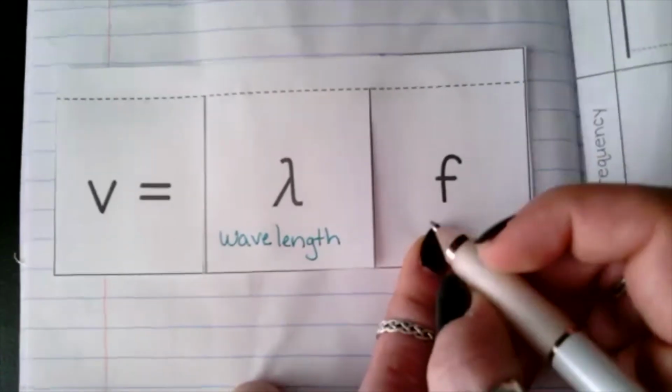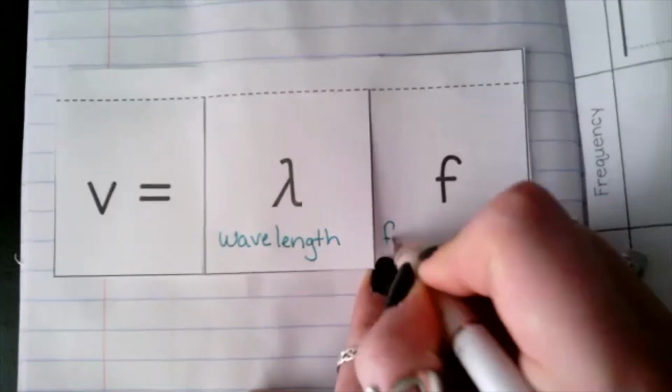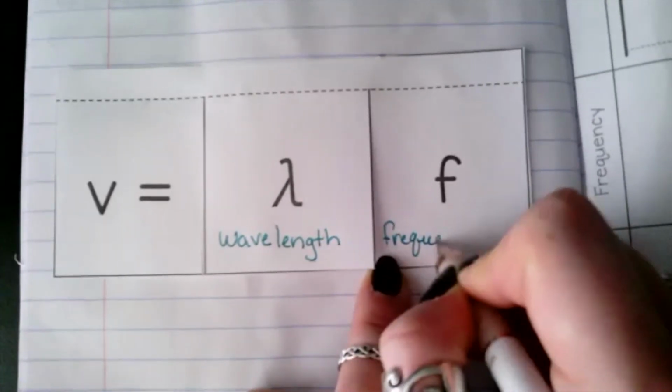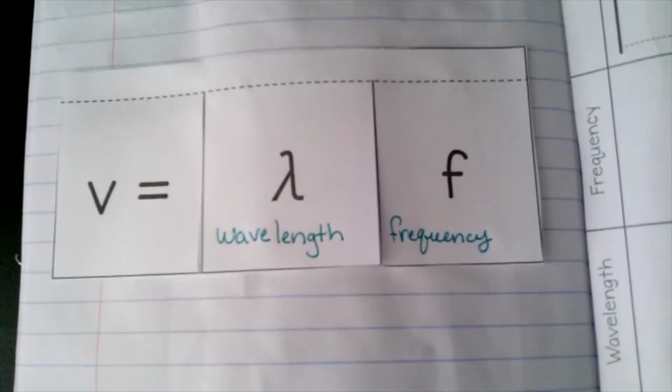F, the variable F, is frequency, which of course is those wavelengths per second.